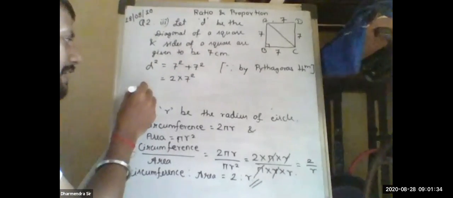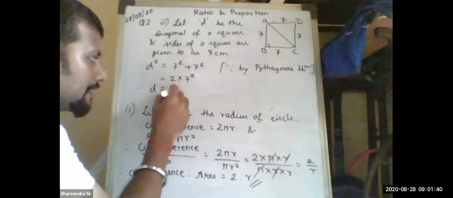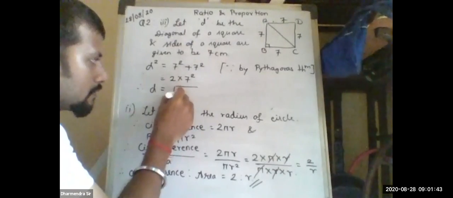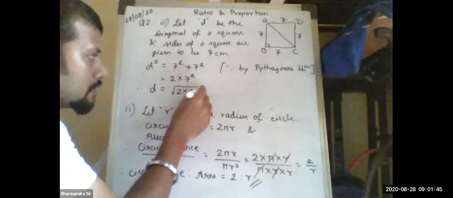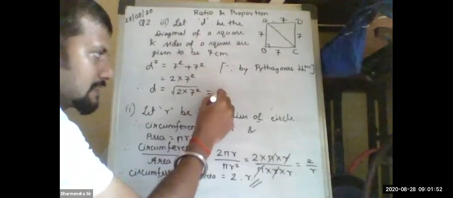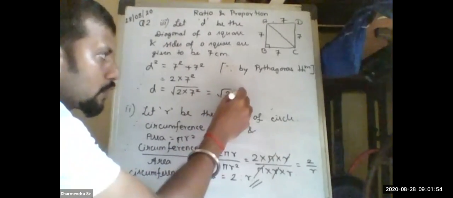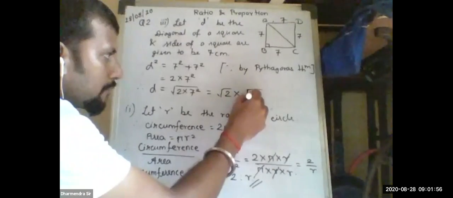So we need to find d. D equal to, taking square root on both sides, so it will be root of 2 into 7 square. Now the property I've told you regarding surds. This can be written as root 2 into root of 7 square. That is, root of a into b is equal to root of a into root of b.